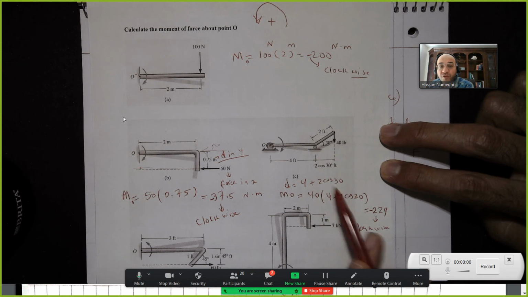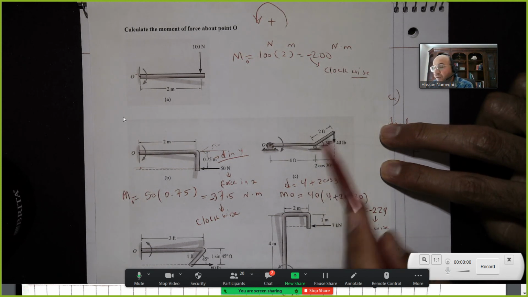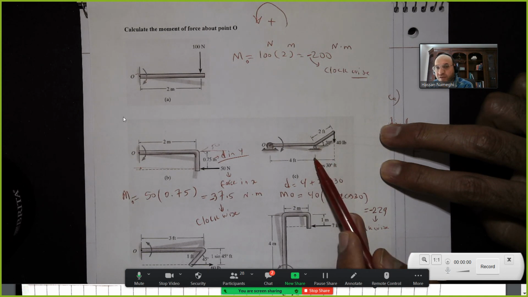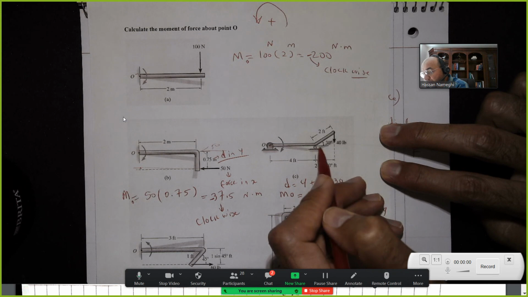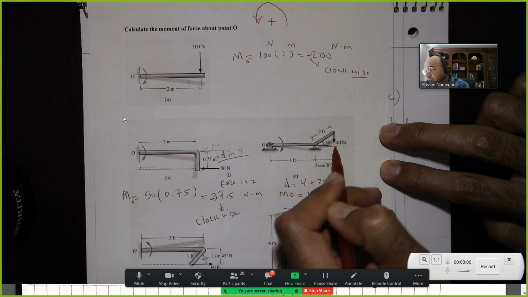I use the cosine 30 of the 2 feet. Because the 2 feet was at an angle, and the only portion of the 2 feet which was on the x-axis was the projection of it on the x. Right? It was just this side of it, which is the adjacent side.